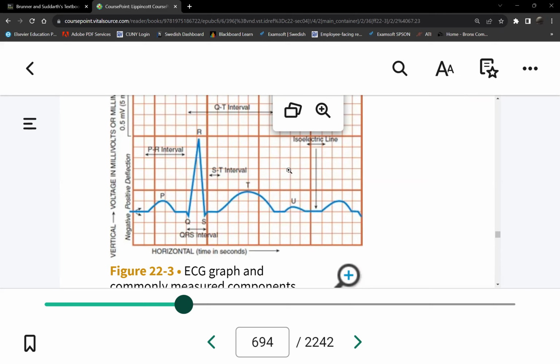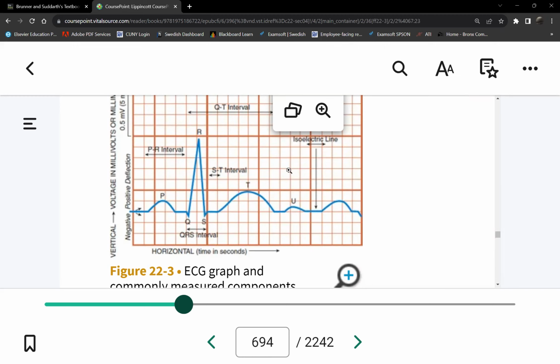Why did the AV node do that? Why did it delay the transmission? It wants to allow the ventricles to fill with blood first and then transmit it, and then the ventricles will contract. Now we have blood coming out. We got cardiac output. Okay, so it's very important to have a normal PR interval.